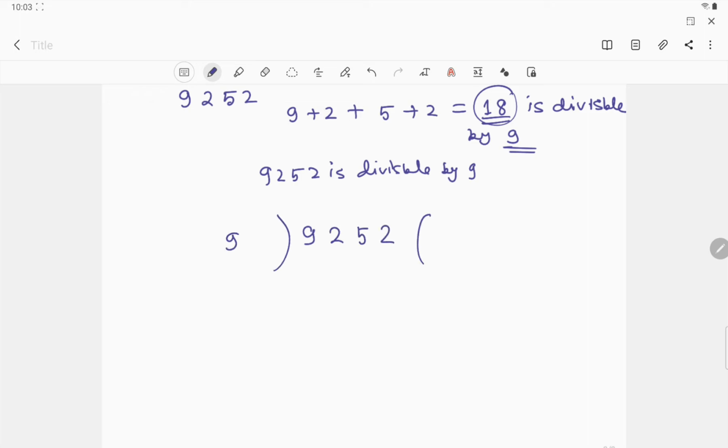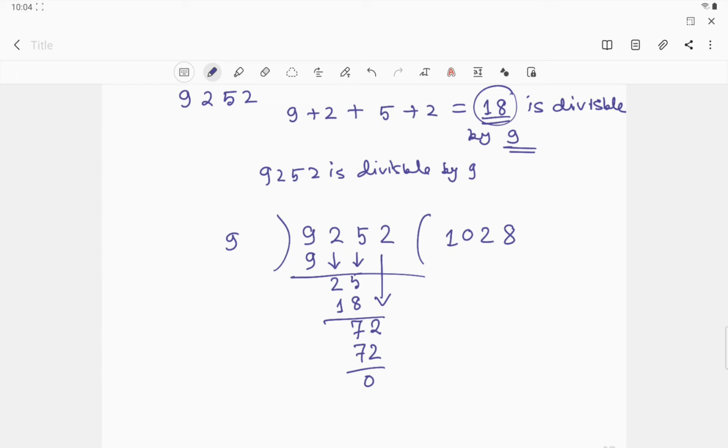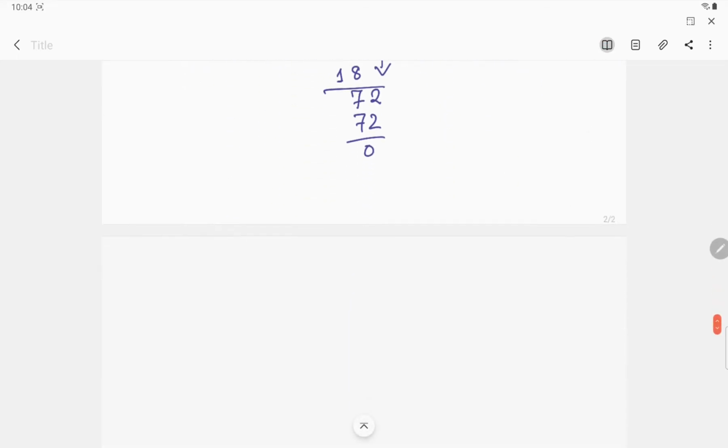If you want to check by the division method, you can easily check. So divide: 9 ones are 9, bring down 2. You can't divide, so put 0 here and bring down 5. 9 2s are 18 and the remainder is 7, bring down 2 and 8 9s are 72. You are getting 0 as a remainder. That means 9252 is divisible by 9. Clear?